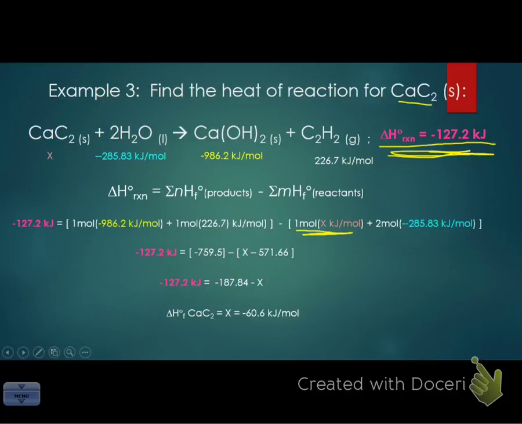And this time it's negative 60.6 kilojoules per mole. And we did not find a heat of reaction this time. We found a heat of formation for calcium carbide.